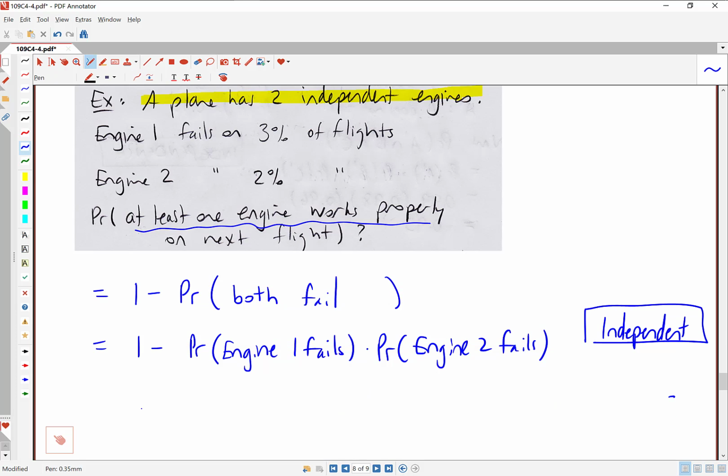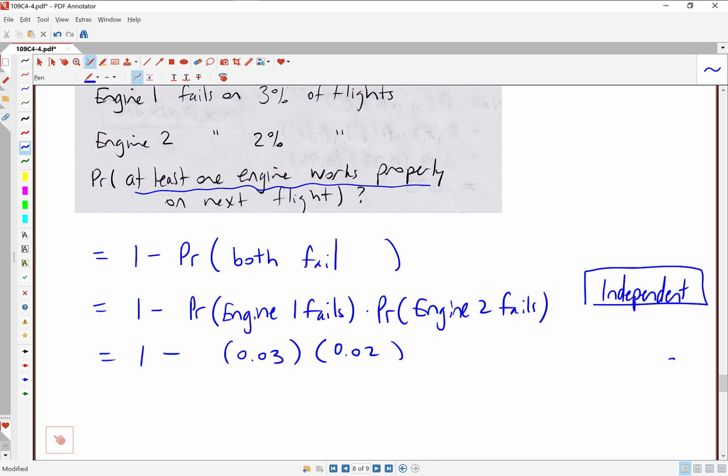So now we can plug in and solve. So we're going to go 1 minus probability that engine 1 fails. That's 3%. So let's write that as a decimal, 0.03. Probability that engine 2 fails, 2%. So 0.02. Can grab your calculator, and that comes out to 0.9994. So this is the probability that at least one engine works properly on the next flight, 99.94% probability of that happening.